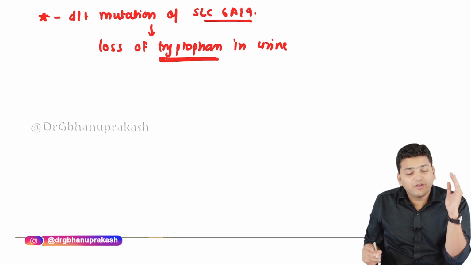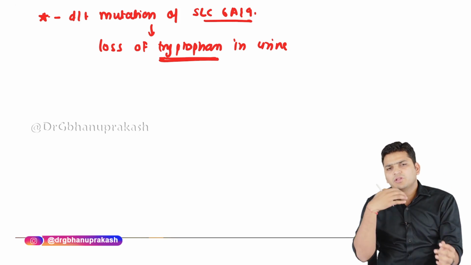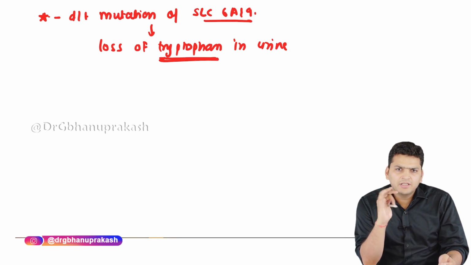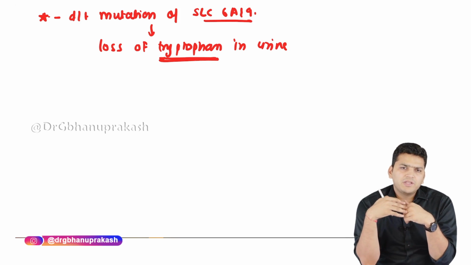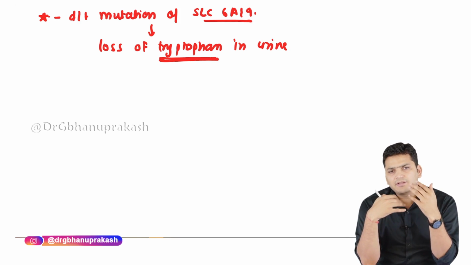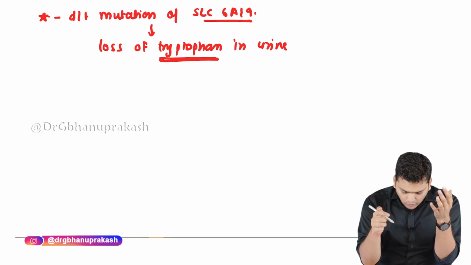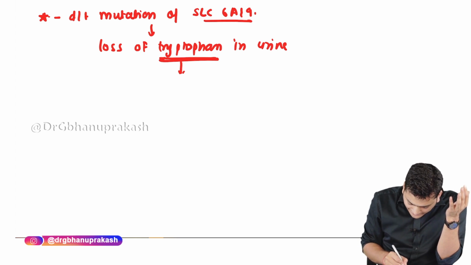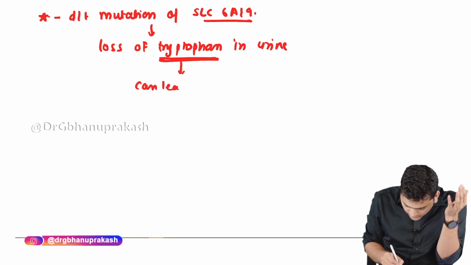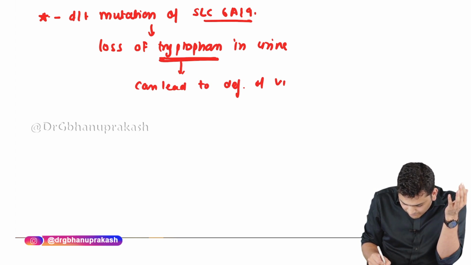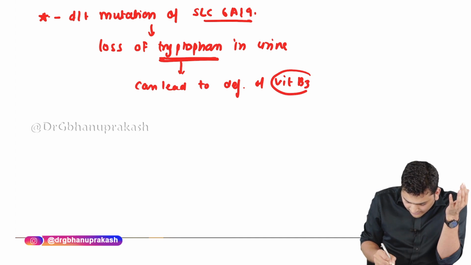If there is loss of tryptophan, I told you that one of the special products of tryptophan is niacin. So I can say a deficiency of niacin may occur, and the deficiency of niacin leads to pellagra, right? So loss of tryptophan can lead to deficiency of vitamin B3, and vitamin B3 deficiency can lead to pellagra.